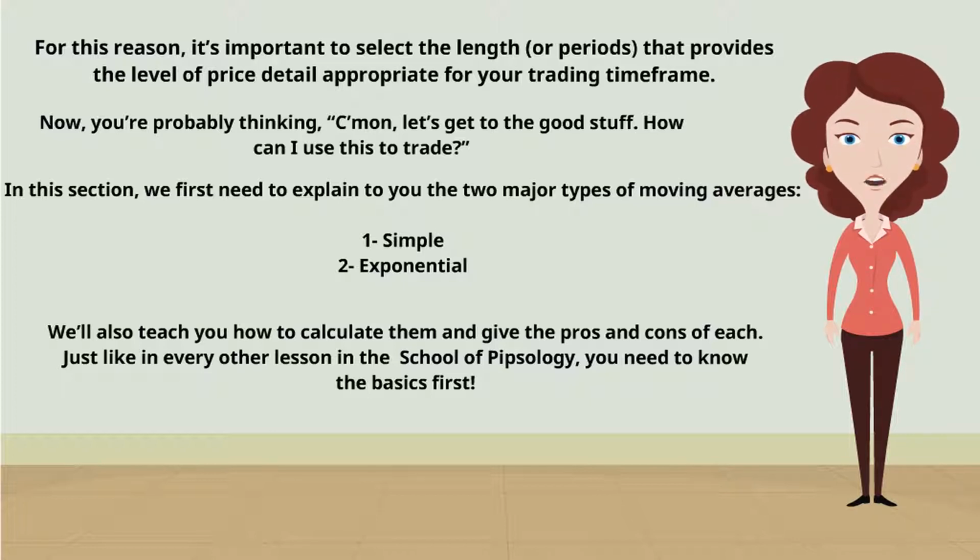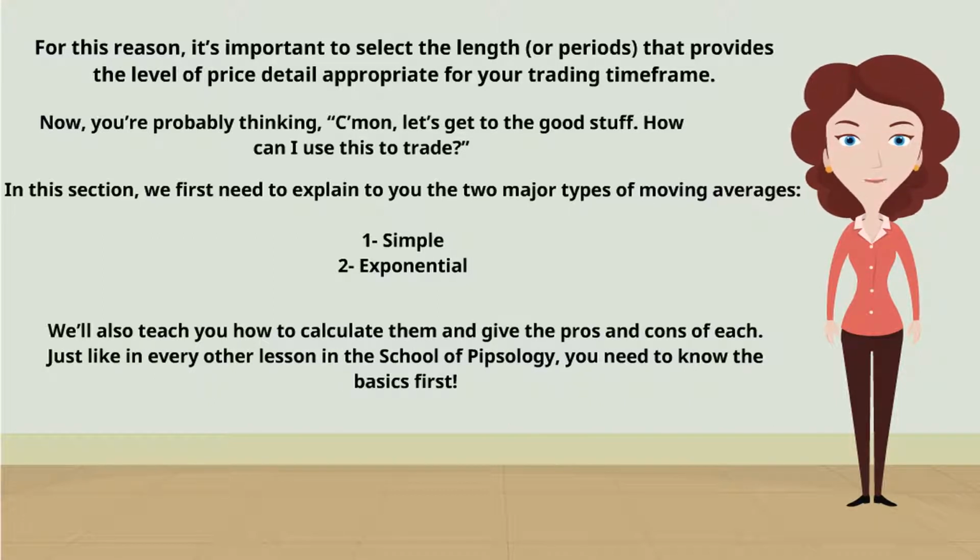Now, you're probably thinking, come on, let's get to the good stuff. How can I use this to trade? In this section, we first need to explain to you the two major types of moving averages. First is simple, and second is exponential. We'll also teach you how to calculate them and give the pros and cons of each. Just like in every other lesson in the School of Pipsology, you need to know the basics first.